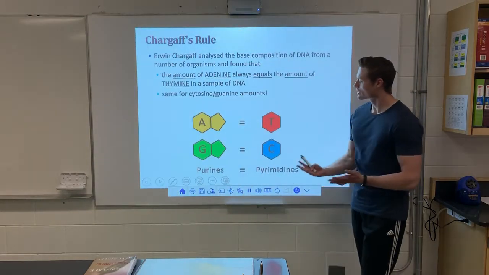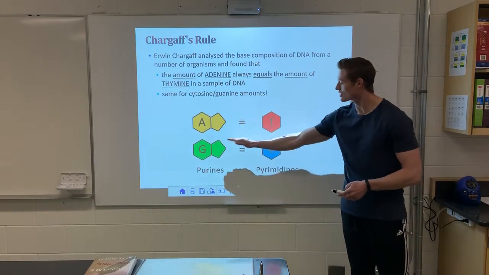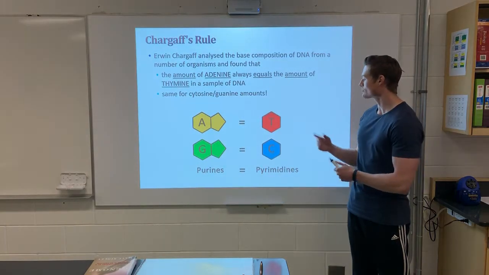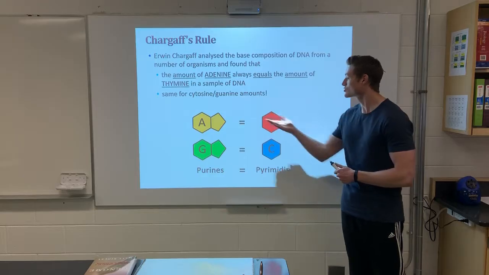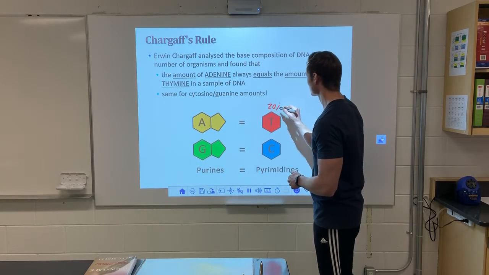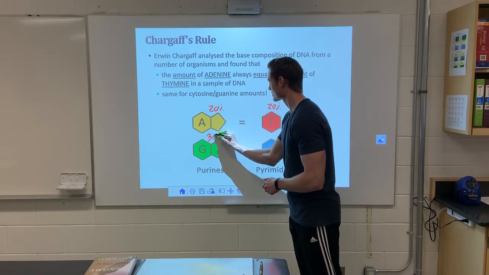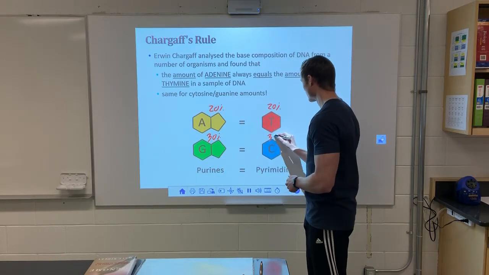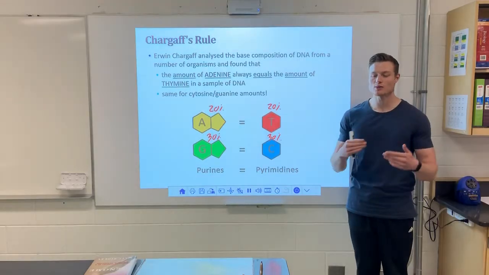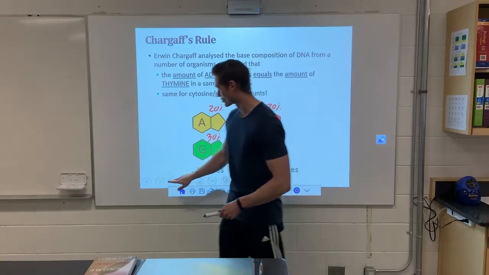And then leading into Chargaff's rule one more time, the amount of A will always equal the amount of T, and the amount of G will always equal the amount of C. So for example, if 20% of the molecule is thymine, that means 20% of the molecule is adenine. So 20 and 20. That would mean there's 30% guanine and 30% cytosine. So generally speaking, A always equals T, G always equals C in terms of percentages.